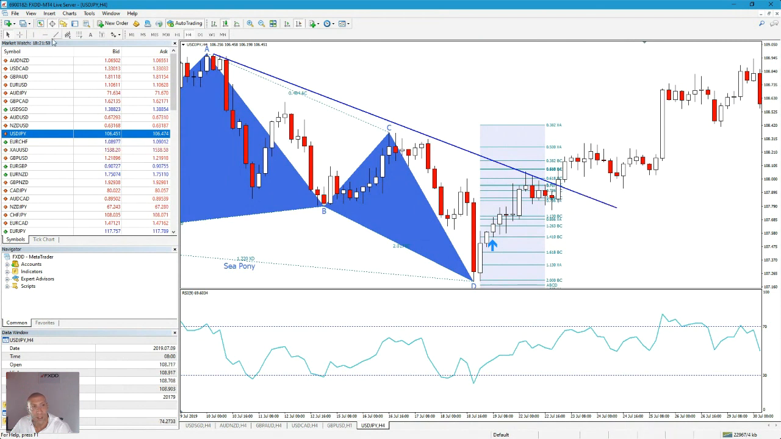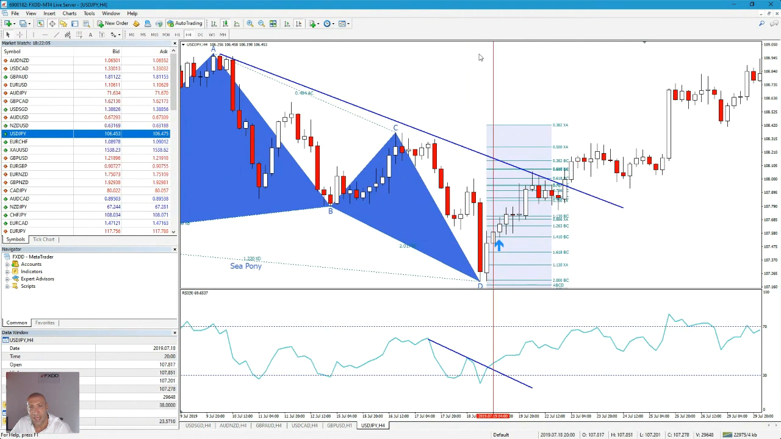I don't enter here. So with our RSI, I have also an entry that is confirmed exactly at this spot, at the break of the trend line. So there are very simple steps, guys, to take when you take trades on harmonic patterns.